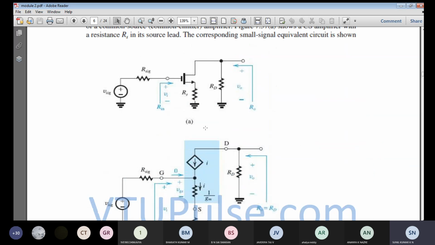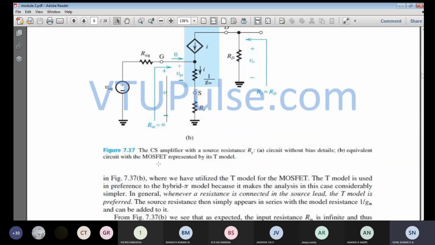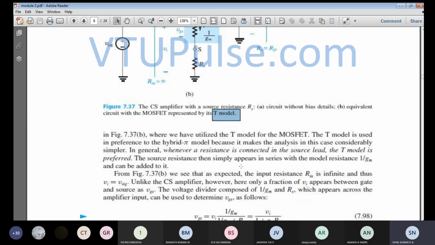So this is the circuit diagram without bias details, and now the equivalent circuit with the MOSFET represented by its equivalent T model. This is a T model which has been obtained from the previous one. I will share that PDF also, so that you will understand what the change is. In the small signal MOSFET model and the T equivalent circuit model, we can see what the change is. And this is the T equivalent circuit model we are going to have.